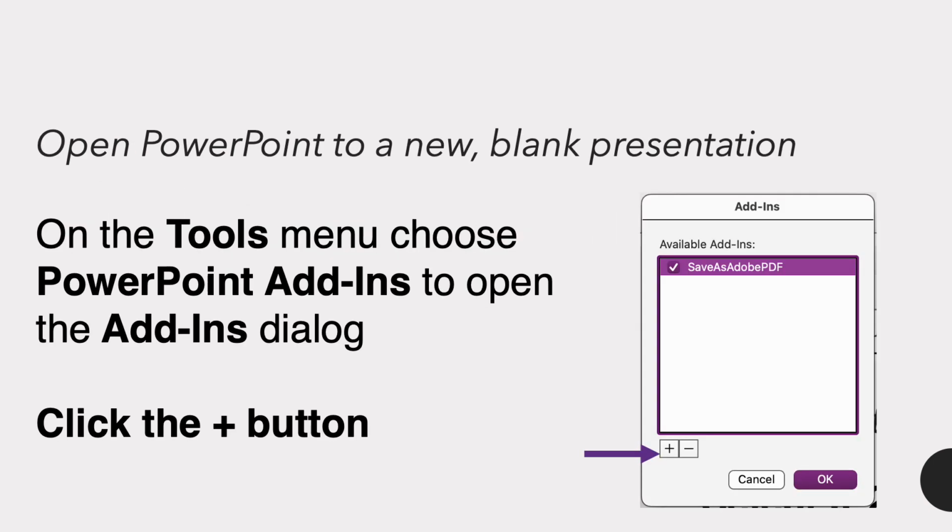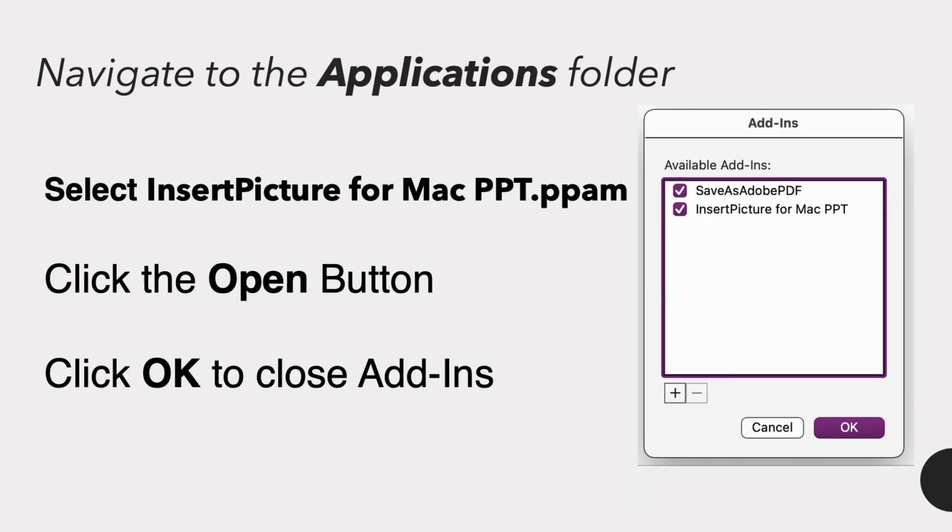Now open PowerPoint to a new blank presentation. Head to the Tools menu and choose PowerPoint Add-ins. In that dialog, click the little plus sign and a file browser will open. In the file browser, navigate to your Applications folder. Find and then select InsertPIcture for Mac PowerPoint Add-in and then click the Open button. This will add InsertPIcture for Mac PowerPoint to the Add-ins dialog. You're all set. Just click OK to close the Add-ins dialog.